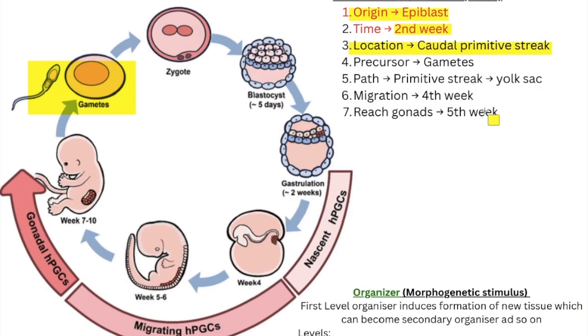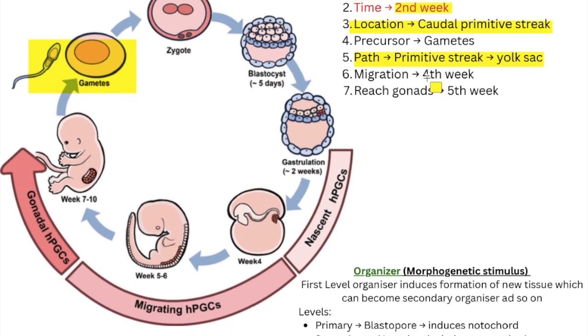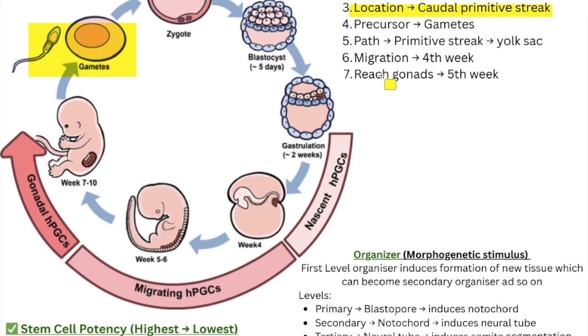From there, they follow a specific path, moving through the primitive streak to the wall of the yolk sac. Their migration begins in the fourth week, and by the fifth week, these primordial germ cells arrive at their final destination, the developing gonads, which will become the testes or ovaries.